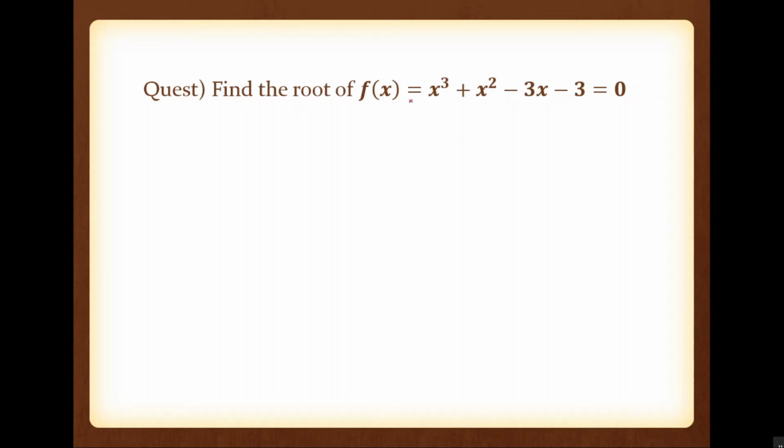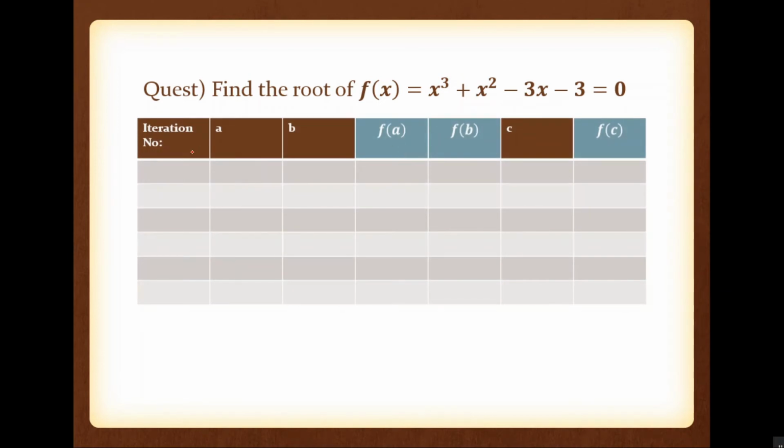The same question I am going to take. So again you have to draw this table: iteration number, a, b, f of a, f of b, c, f of c. You can see that it is the same tabular column that we use for the bisection method. So that means we are actually following the bisection method, except for one thing. In order to find c, we are using the secant method. Otherwise we are following the bisection method. Let me explain how we are doing this.